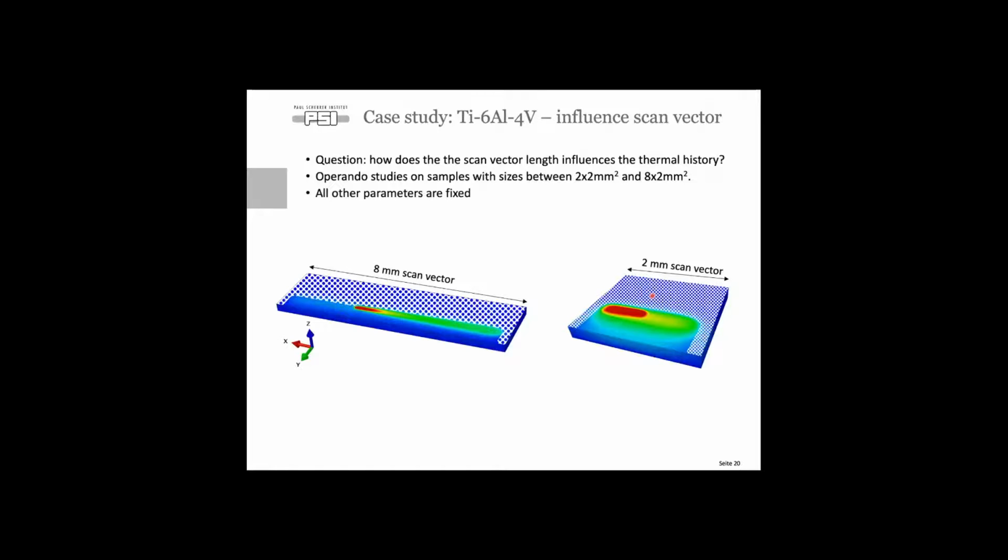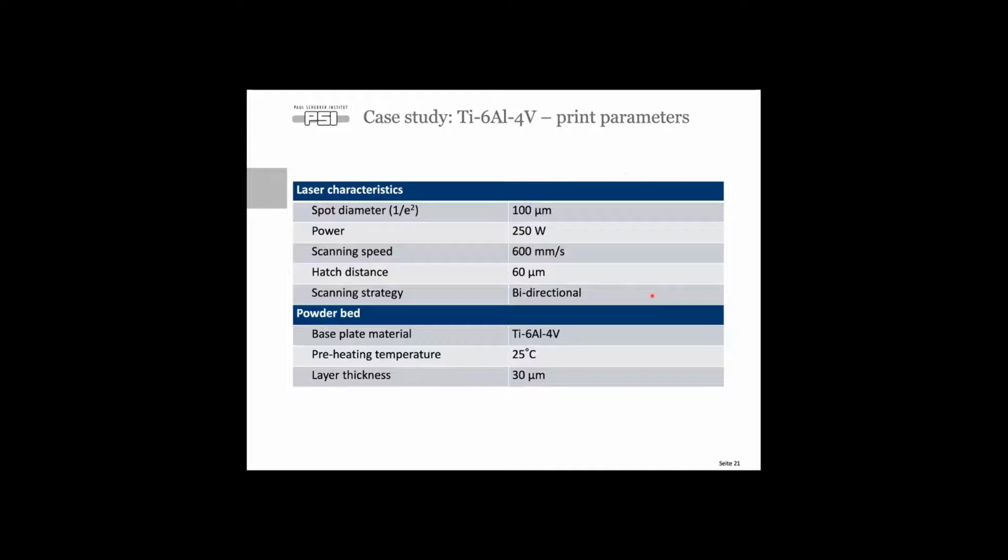And so all the other parameters will be fixed. So the only thing we vary is the scan vector length. So these are those parameters. We start off with a laser spot size of 100 microns. We can vary it down to 25 microns. That's the minimum spot size available to us.